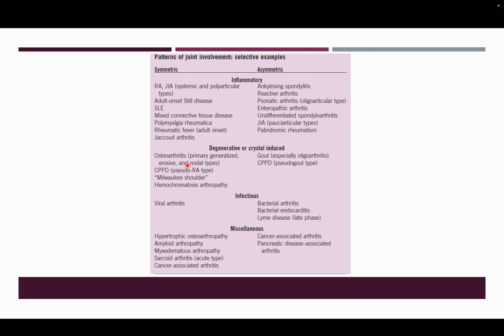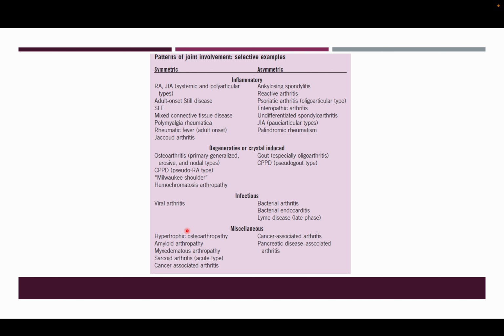Any crystal arthritis is CPPD, or Milwaukee shoulder, which we discussed, hemochromatosis we discussed, and gout we discussed. Infectious: viral arthritis is generally symmetrical. Bacterial is asymmetrical. Bacterial and Lyme's disease are asymmetrical. Late phase will have arthritis. This is one of our essay questions. Lyme disease late phase can have arthritis.